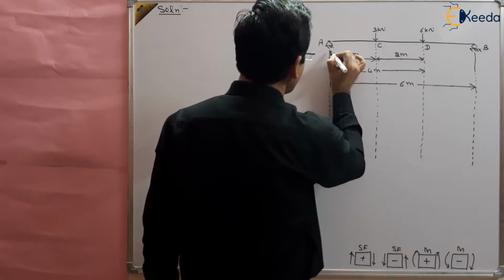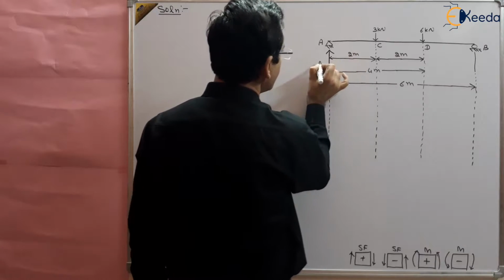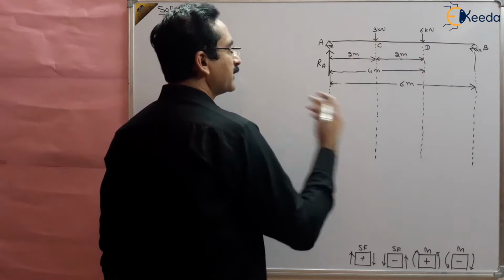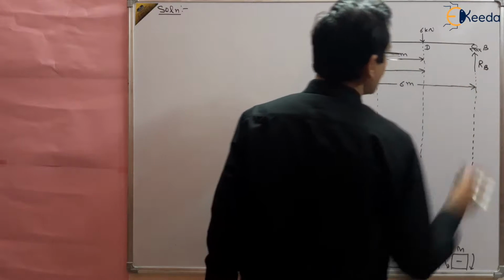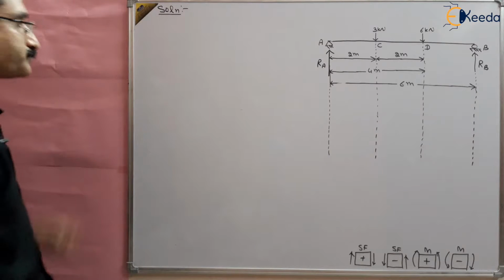What is the reaction at point A? You know that for a simply supported beam we always want to find out the reactions, otherwise we won't be able to take the forces on both the sides, right? So what is the reaction at A and what is the reaction at B? RA and RB, this we have to find out first.